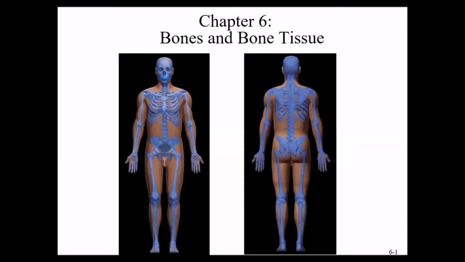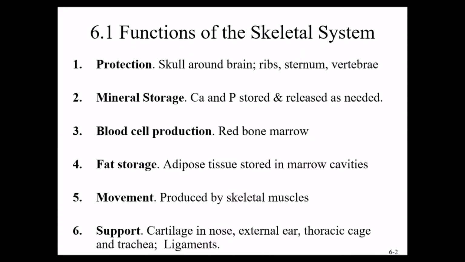All right, guys, in chapter 6, we're going to be looking at bone tissue and bone physiology. And we're going to start looking at some of the functions of the skeletal system. And so in this slide, you see 6 of the main types of functions that you'll find for the skeletal system, including number 1, protection. That's probably one of the most critical parts of the skeletal system, but it's not the only one.